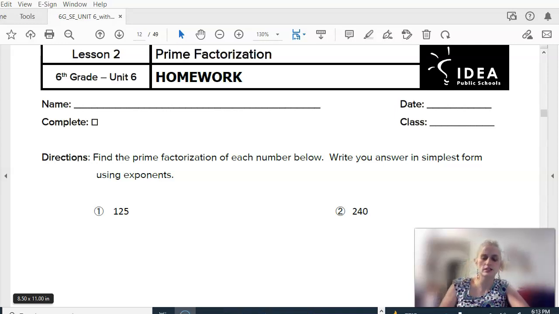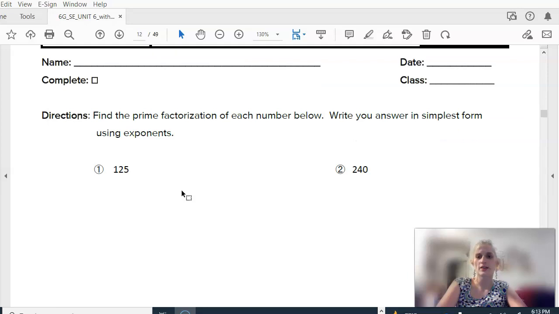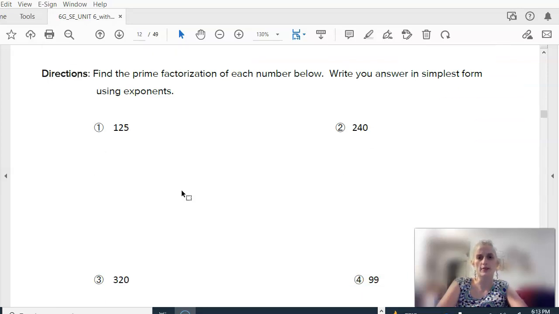Hey mathematicians, let's do our homework on prime factorization so we can enjoy the weekend. So we are going to find the prime factorization of each of these numbers. I'm going to use a prime factor tree and then write them in simplest form, which means that we're going to be including exponents when we can.